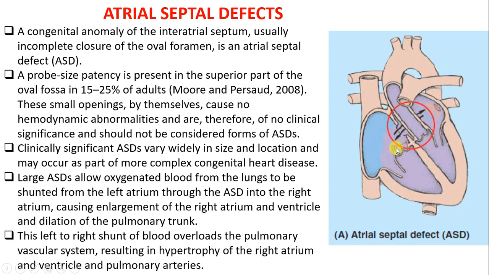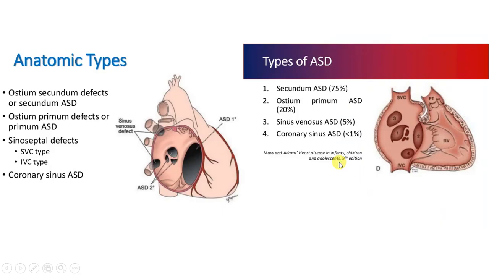This left to right shunt of the blood overloads the pulmonary vascular system and causes hypertrophy of the atrium, ventricle and pulmonary arteries. Obviously, because high pressure blood will come from the left side to the right side, the right atrium will dilate, the right ventricle will dilate, and also the pulmonary trunk will dilate. This is the effect of a large ASD.